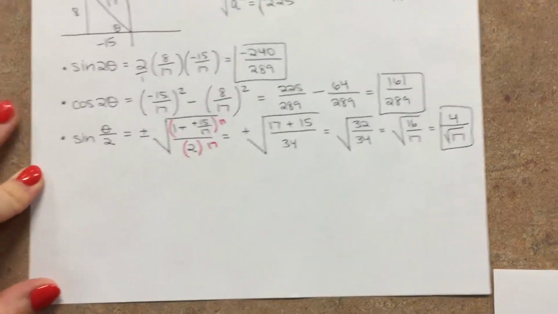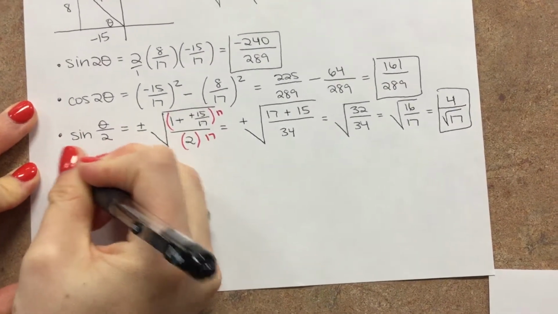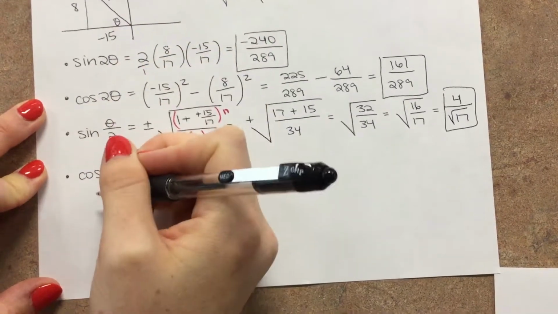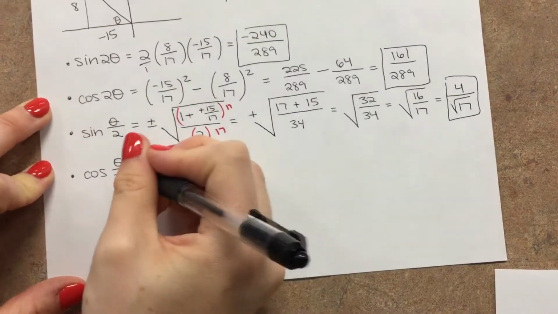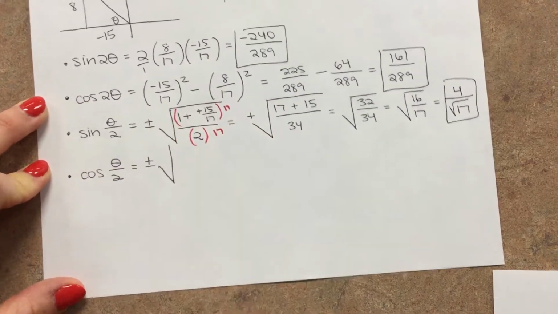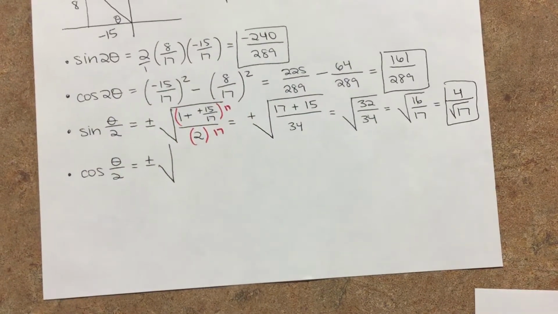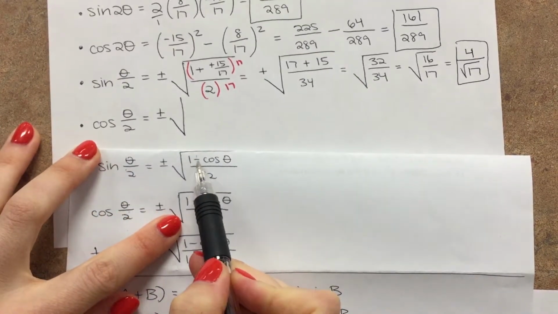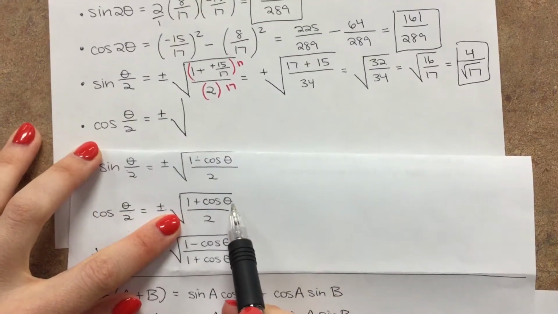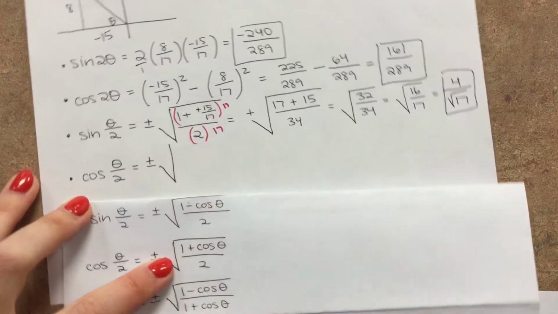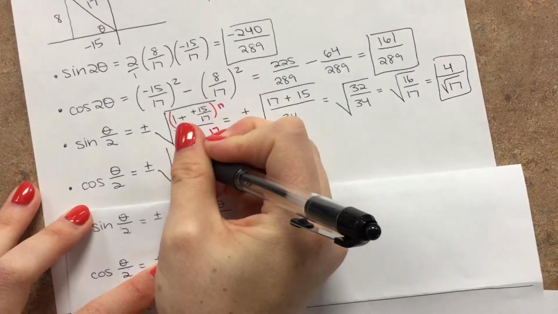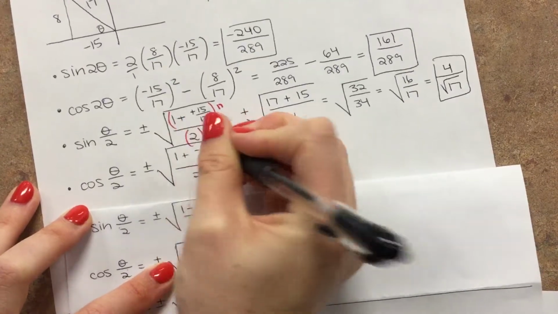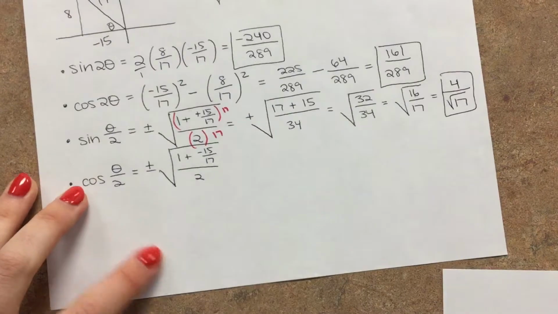Okay, and then last one from this set. So like I said, number 10, you're only going to be doing one of these 4 for the problem that you'll have on the test tomorrow, but I wanted you to practice them all. So plus or minus, big square root. And for the cosine one, the only difference is that instead of 1 minus cosine, it's 1 plus cosine. So this sign in the middle will just flip. So it'll be 1 plus a negative 15 over 17. Because remember, cosine is negative in this problem.